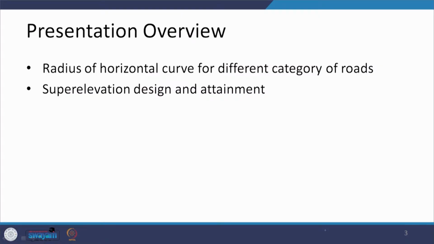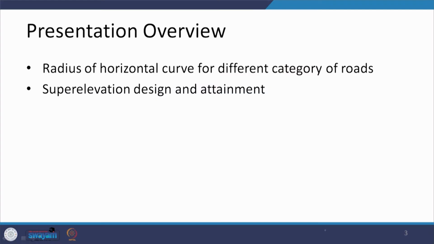And then we shifted towards the horizontal circular curve, and we discussed the minimum radius that needs to be provided in the case. Continuing with this, in today's interaction, we are going to talk again about the radius of the horizontal curve, but for different categories of roads, and then once we complete this, we will be moving to the super elevation design, and as per the time we will also see how the super elevation is going to be implemented on a horizontal curve or before the horizontal curve.